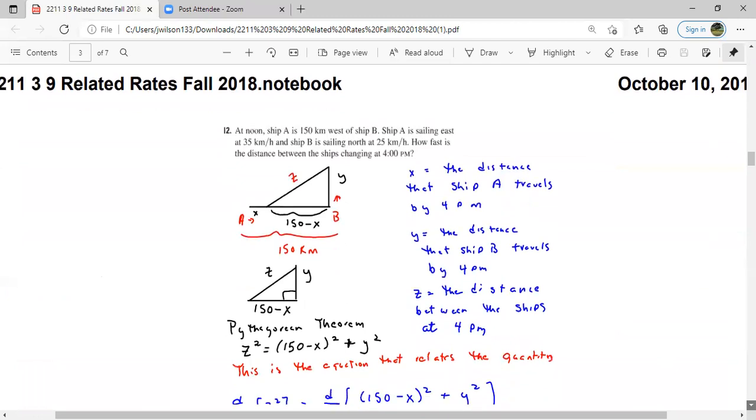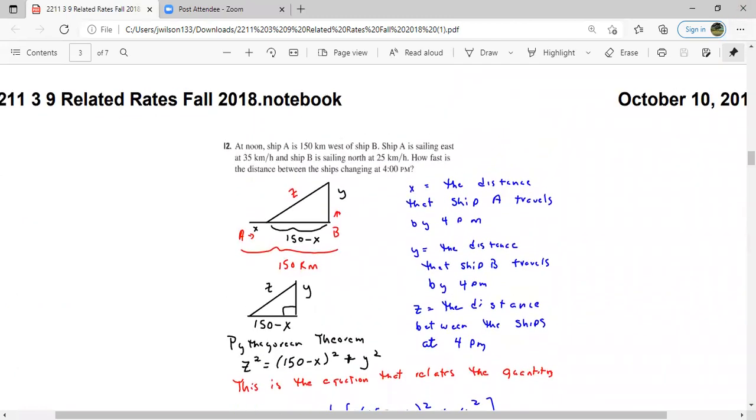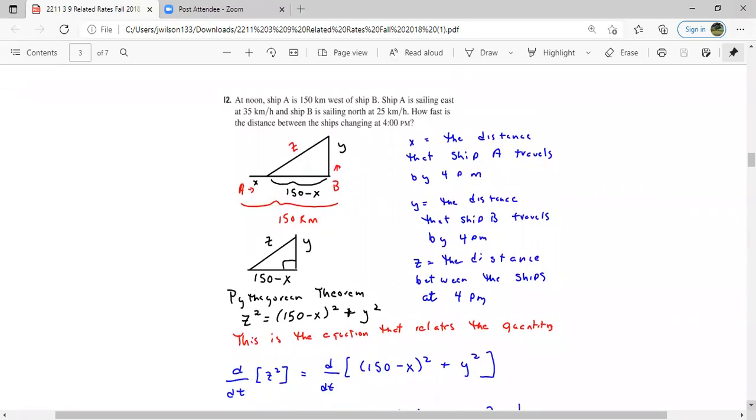Okay, so let's look at this next problem. And it says, at noon, ship A is 150 kilometers west of ship B. So you might not be given the diagram, and you're going to have to draw this out. So ship A is 150 kilometers west of B. Say this is where ship A starts out, and this is where ship B starts out. And when we start, there's 150 kilometers between them.